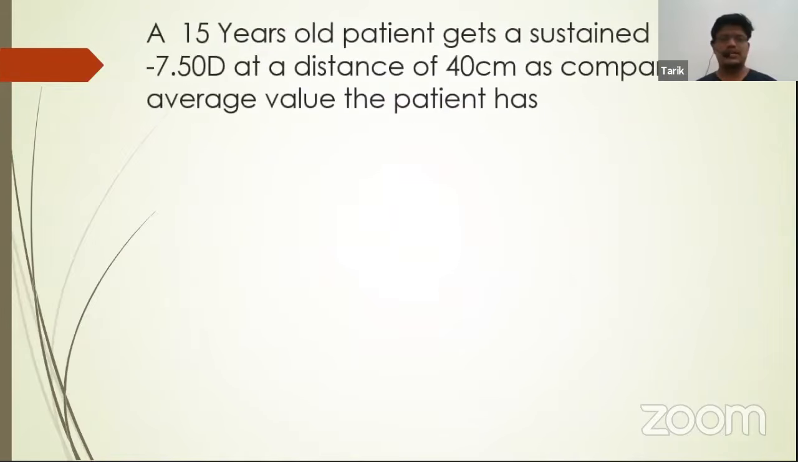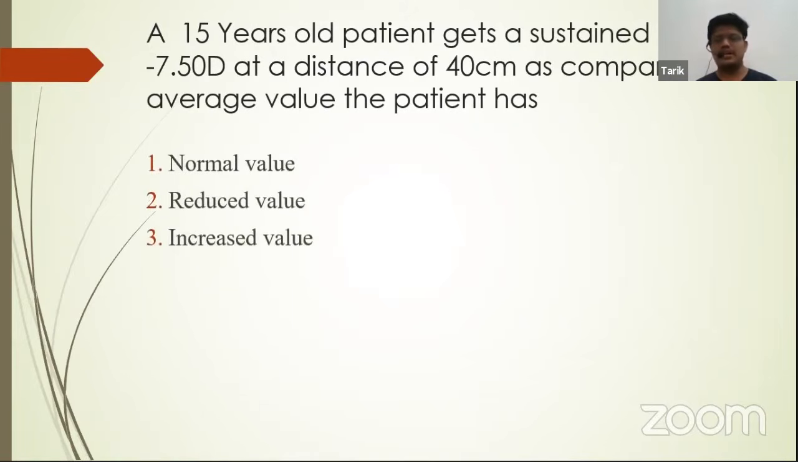Just a question for all of you: let's say a 15 years old patient gets a sustained blur at -7.5 diopter at a distance of 40 centimeter. As compared to the average value, will the patient have a normal, reduced, or an increased value? Just give your answers in the comment boxes. Let's see if you understood it properly.